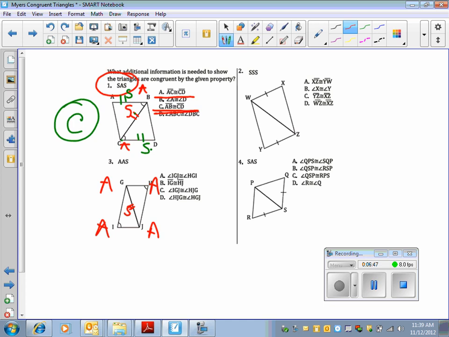So it's clear to me that I do need an angle. So I don't need a side, so I'm going to mark out B, process of elimination, no B. And I do need I, G, J, and I need H, J, G. So let's see what that is. I to G to J. Where's I, G, J? Here it is. We're going with C.